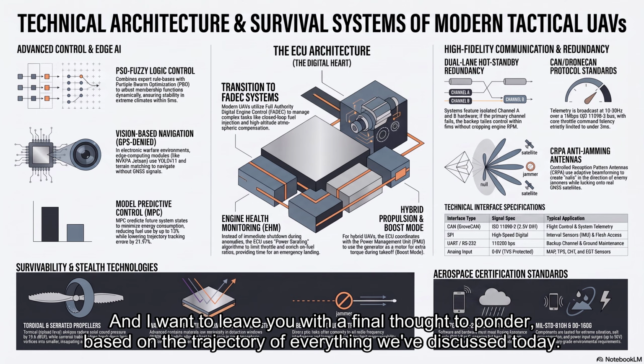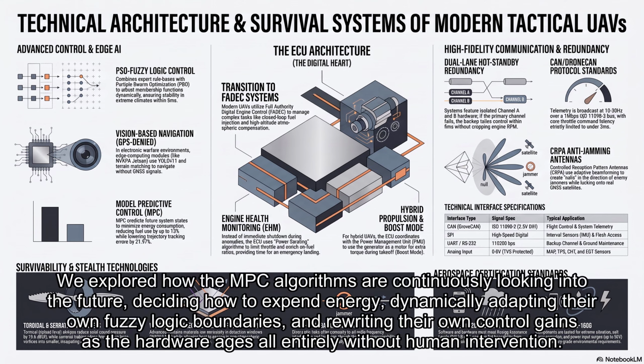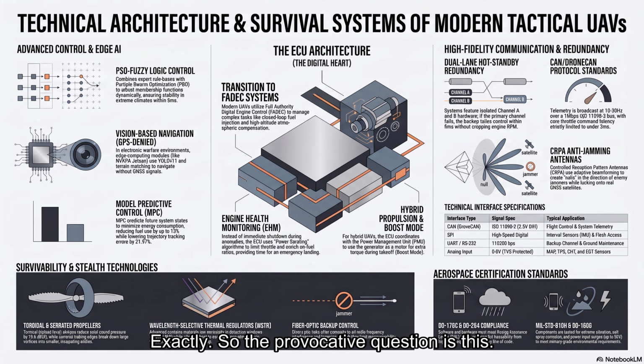Based on the trajectory of everything we've discussed today, we highlighted how AI proxy models are now autonomously determining the optimal physical shape of the wings. We explored how the MPC algorithms are continuously looking into the future, deciding how to expend energy, dynamically adapting their own fuzzy logic boundaries, and rewriting their own control gains as the hardware ages, all entirely without human intervention. They are designing themselves, and they are teaching themselves how to fly their aging bodies. Exactly. So the provocative question is this.